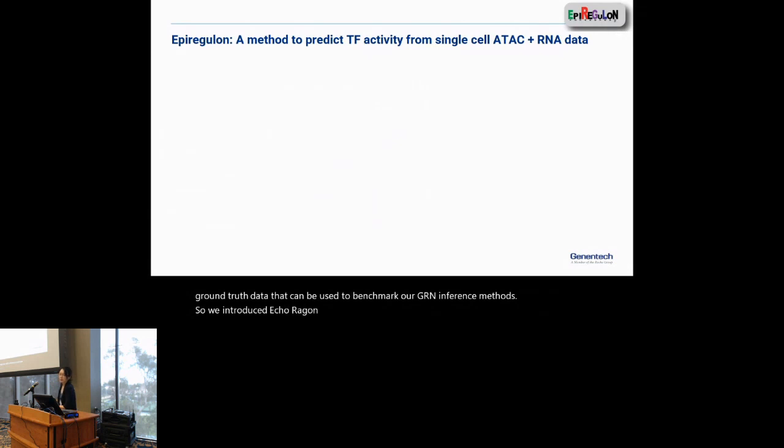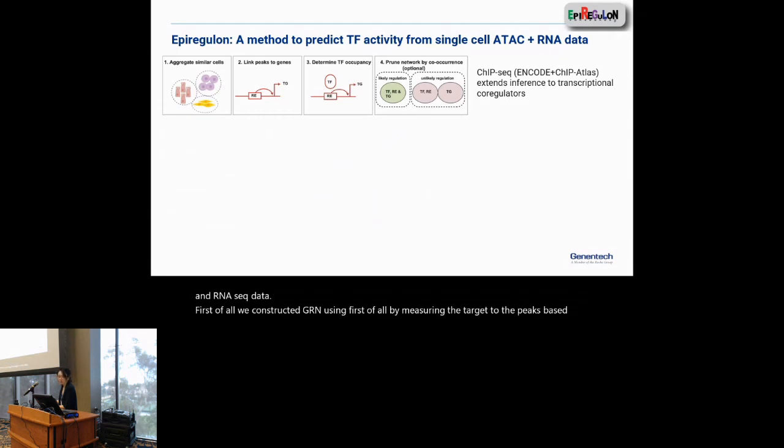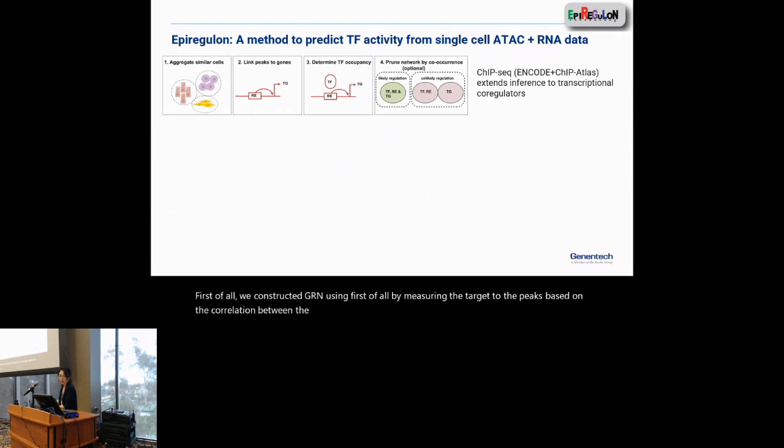It is a method to predict TF activity from single-cell ATAC-seq and RNA-seq data. First of all, we construct the GRN by linking the target to the peaks based on the correlation between the target gene expression and the accessibility. And next, importantly, we use ChIP-seq data to determine the TF occupancy. And this allows us to extend the inference to the transcriptional co-regulators lacking motif.